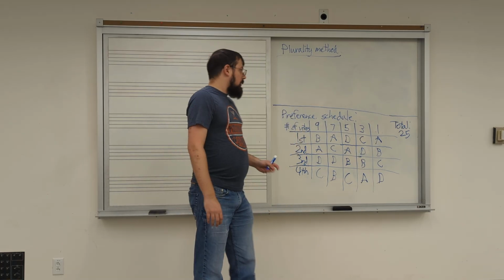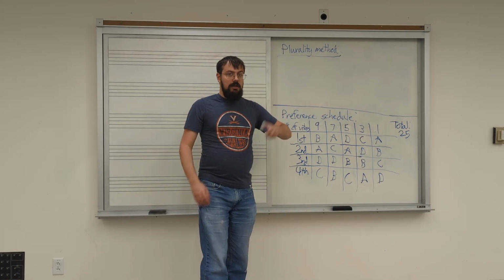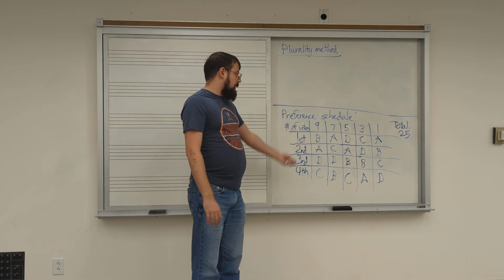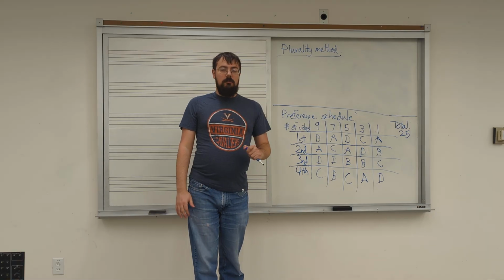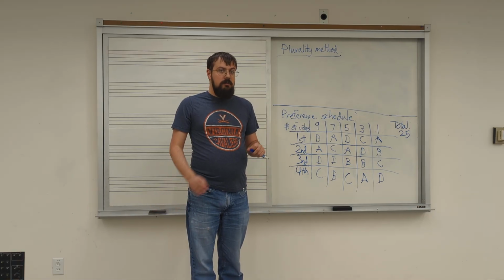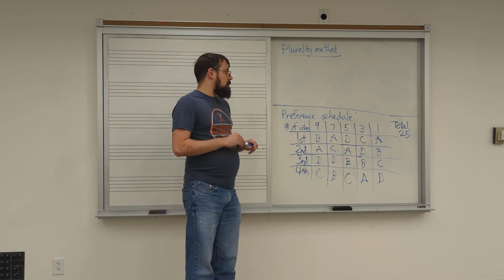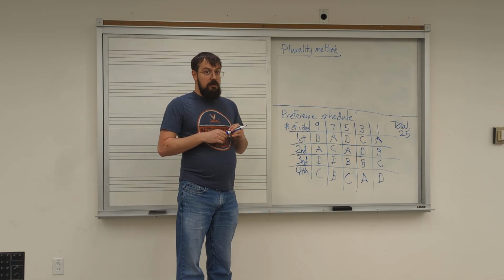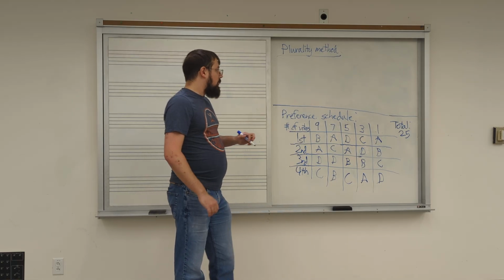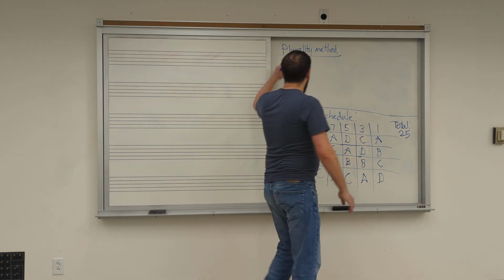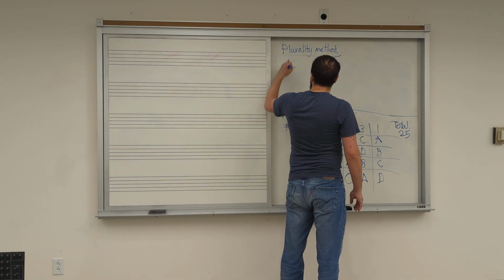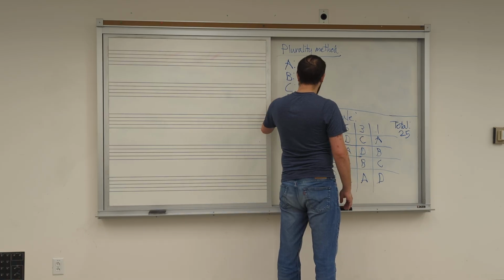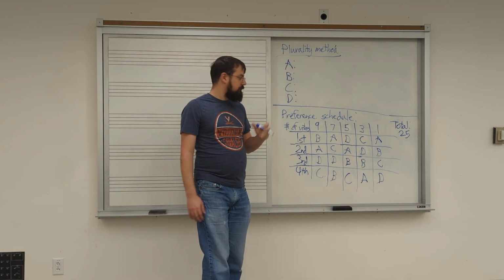So we will look at this example that we introduced in the last video. This is a preference schedule for an election with 4 candidates. We're just going to call them A, B, C, and D. And we want to determine the ranking of these candidates using the plurality method. All we're going to do is figure out how many first place votes each of these candidates A, B, C, and D has.